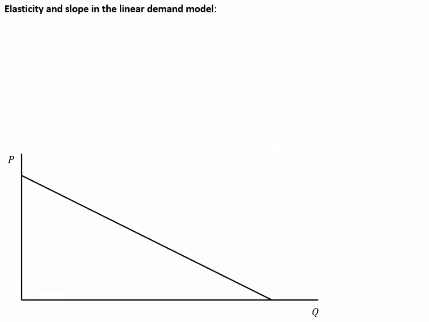Now let's talk about how elasticity fits into the linear demand model. The linear demand model, as you know, is simply this equation: the quantity of a good demanded is equal to some intercept A minus B times P, where B essentially is how much quantity goes down for each unit increase in price. We can rearrange that and get the price as a function of quantity by simply solving for P, and what we get is P equals A over B minus 1 over B times Q.